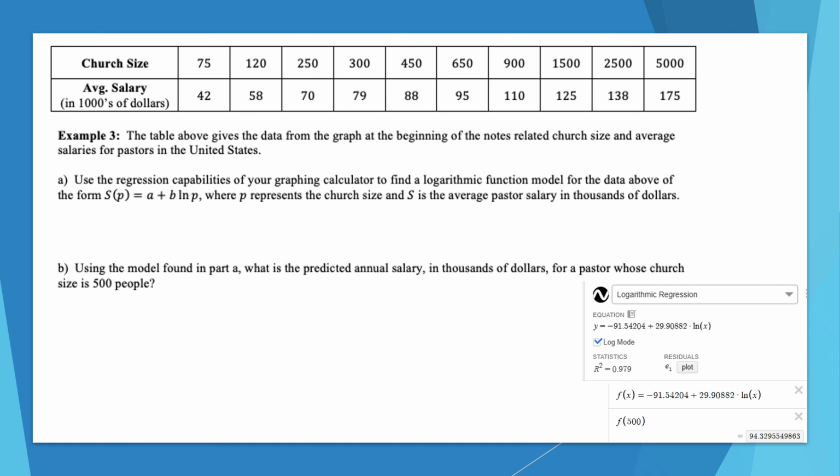We're going to need to plug in all of our points in a table, click logarithmic regression. Make sure you check log mode whenever that's an option. There's never going to be an answer where you're not going to have log mode, right? So now we should get S of P, writing our equation, equals a, in this case, is negative 91.542.